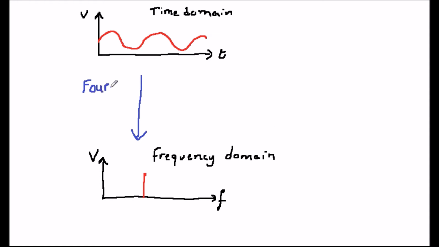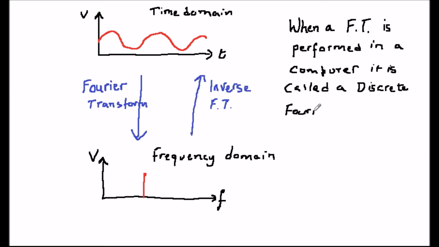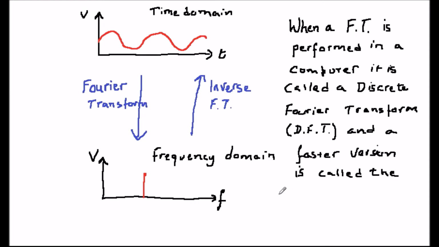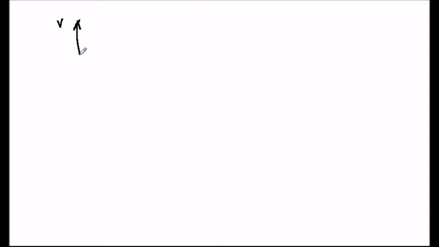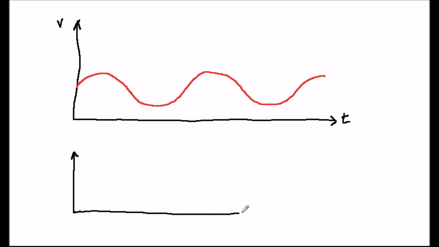In mathematics, there is an operation which can convert the time domain to the frequency domain called the Fourier transform. And the inverse Fourier transform converts the frequency domain back to the time domain. It can also be shown that any periodic waveform, you'll remember that that's a waveform which repeats itself, can be synthesized by adding a series of sine waves together.